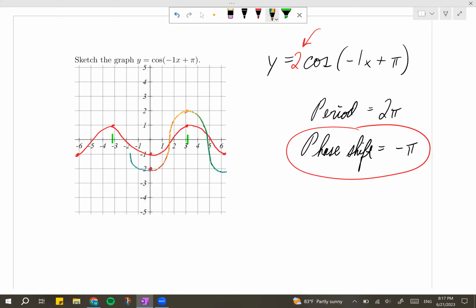And then it would go up like this. That would be if there was this 2 right there. And then that would be my solution.